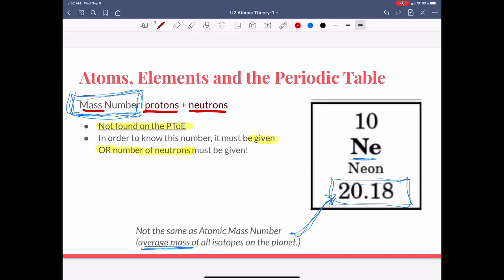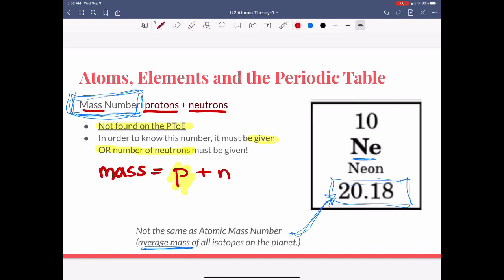Remember, we always know protons, and so then we'll be given either mass or neutrons. Add them together, and you get the mass number. So if we have mass equals protons plus neutrons, which number do I always know for every atom? It's the number that identifies what it is. Number of protons, right. All right, number of protons is always known.